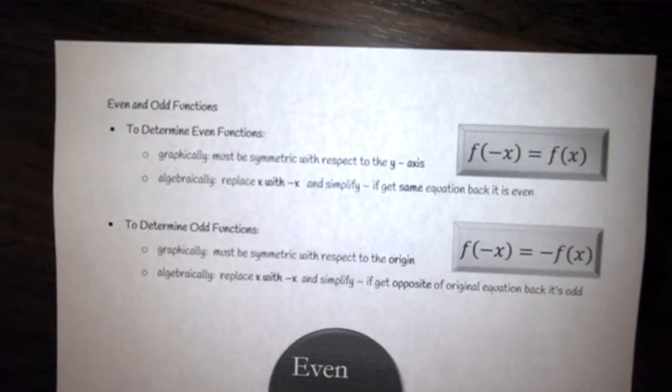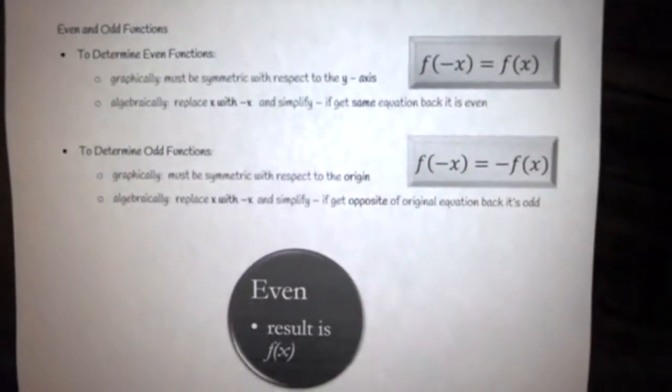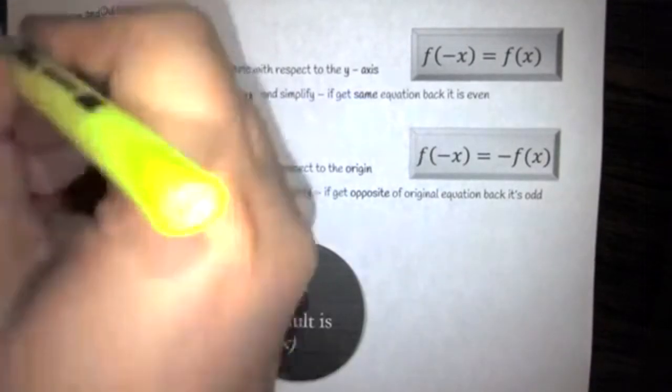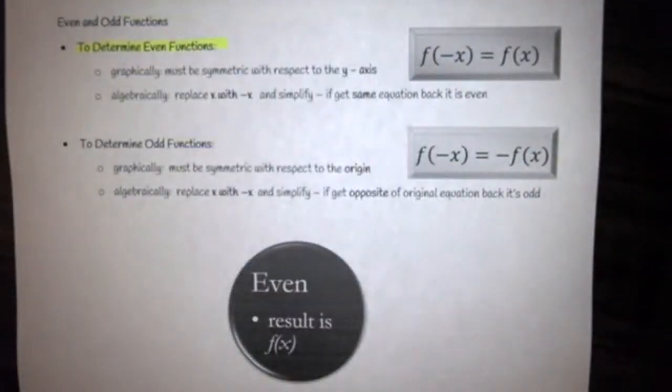Now, changing gears a little, we have a concept called even or odd functions: even, odd, or neither. First and foremost, we have determining even functions right here. Graphically, an even function is symmetric with respect to the y-axis. So if you are given a visual representation of that graph, then you are looking for y-axis symmetry. If you have it, then you're done. You can state that it is even.